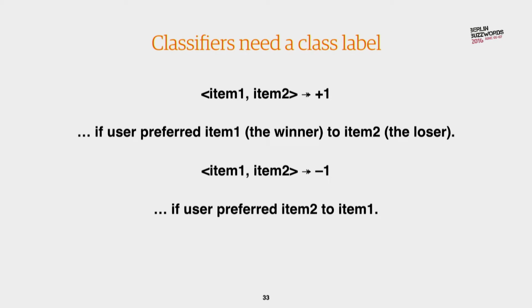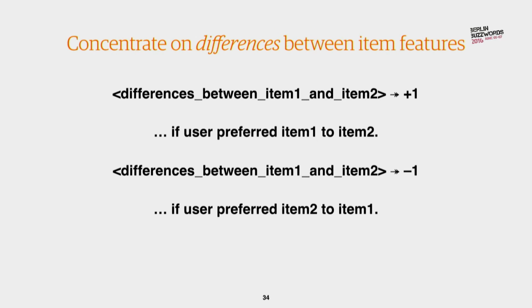So because SVMs are classifiers, we still need to provide a class label. This is +1 if the user preferred item 1 to item 2, i.e. the two items are correctly ordered with regard to a specific search session. And it's -1 if the user preferred item 2 to item 1, so they're incorrectly ordered. We sometimes call the members of each pair the winner or the loser, depending on which one the user preferred in that particular action in your logs.